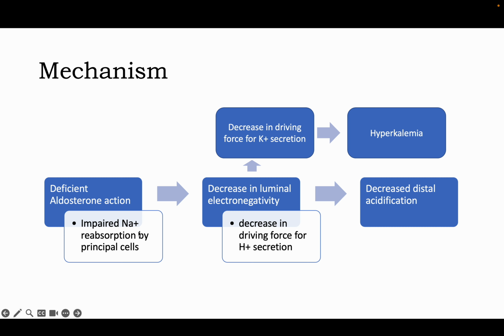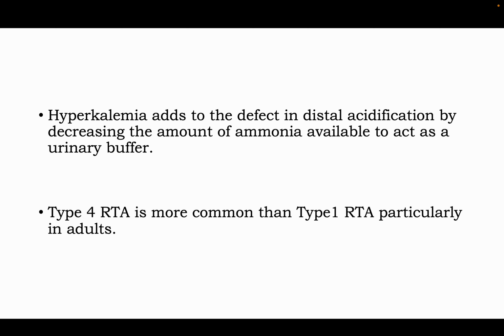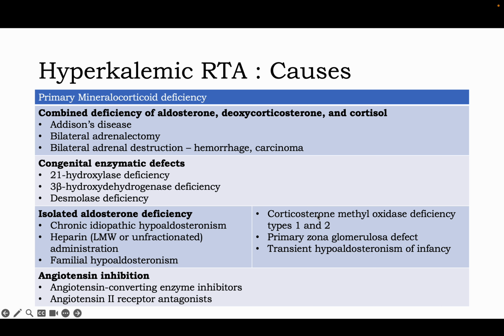So there is impaired sodium resorption in the principal cell, so there will be a decreased driving force for H plus secretion and potassium excretion. So there will be hyperkalemia and acidosis. Type 4 RTA is more common than type 1 RTA, particularly in adults. So these are the common ones.